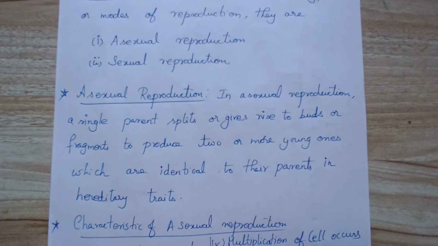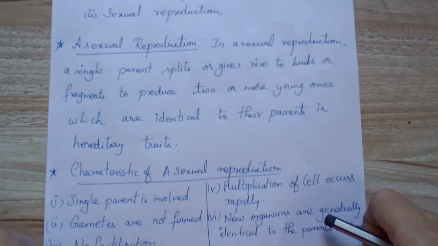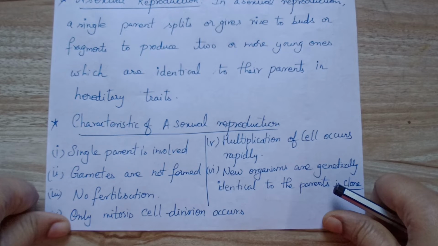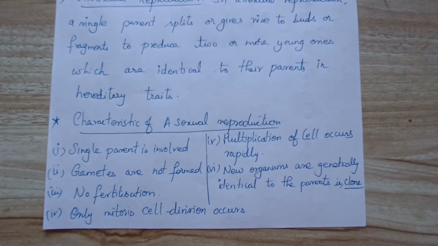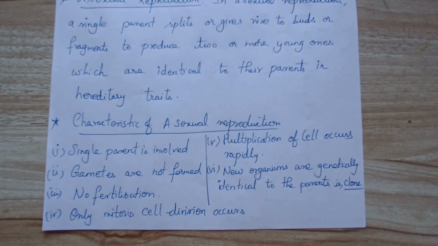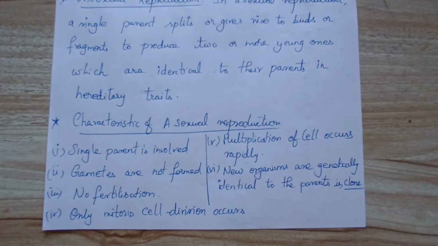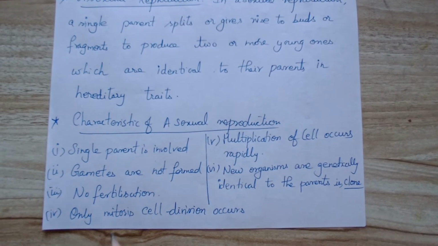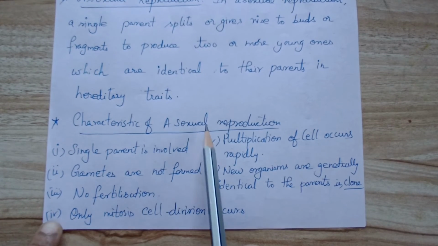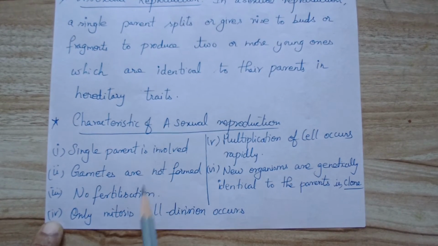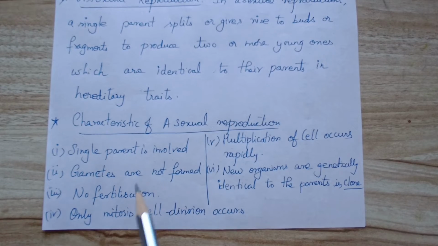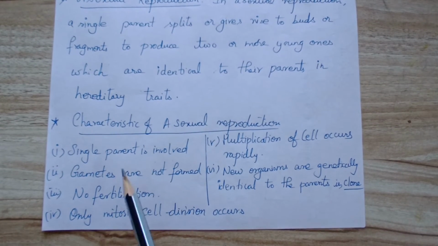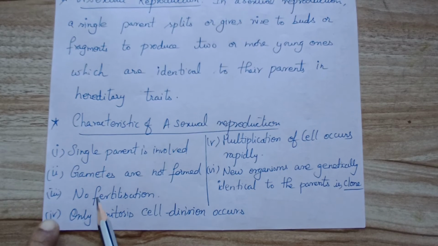Next, what are the characteristics of asexual reproduction? When you look at a mode of reproduction, you can come to a conclusion whether it is asexual or sexual reproduction. First, the characteristics of asexual reproduction. A single parent is involved; one single parent is enough to reproduce a new individual.